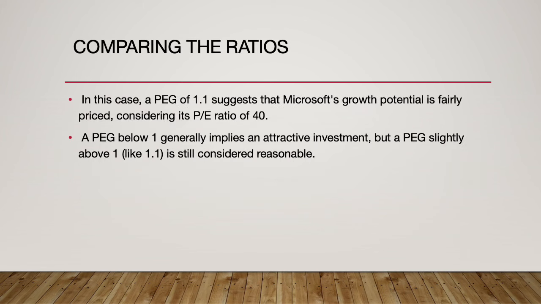Comparing the ratios. In this case, a PEG of 1.1 suggests that Microsoft's growth potential is fairly priced, considering its PE ratio of 40. A PEG below 1 generally implies an attractive investment, but a PEG slightly above 1, like 1.1, is still considered reasonable.